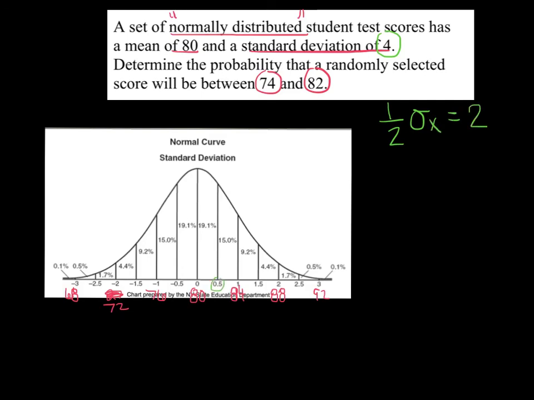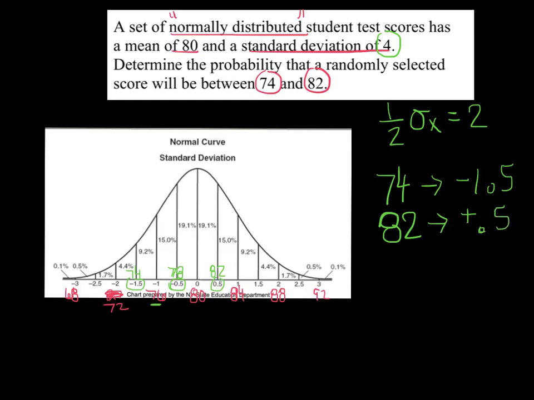For instance, 0.5. That would be 82 because I added half a standard deviation to the mean. If I subtracted half of a standard deviation, I would end up at 78. If I continued that process, if I started with 76 and subtracted half a standard deviation, that would put me right here with a score of 74. And that matches. So here's the trick. The 74 corresponds to minus 1.5 standard deviations. The 82 corresponds to positive half a standard deviation above the mean.